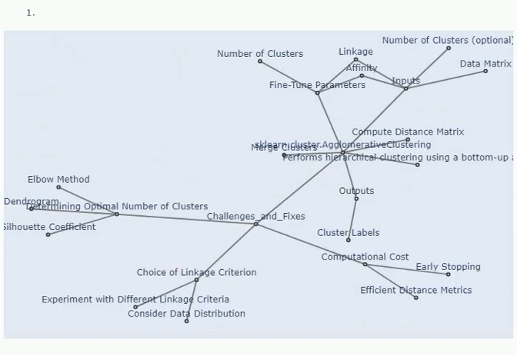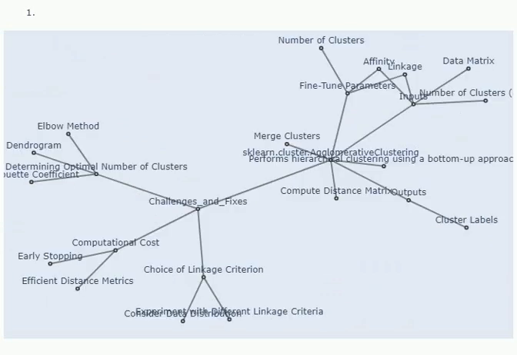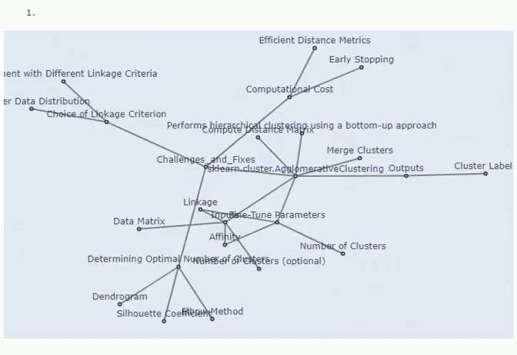Determining optimal number of clusters: the optimal number of clusters is often not known beforehand. Silhouette coefficient: evaluate the quality of clustering using the silhouette coefficient. Elbow method: plot the sum of squared distances within clusters against the number of clusters to identify the elbow point. Dendrogram: visualize the hierarchical clustering process using a dendrogram to identify potential cutoff points.